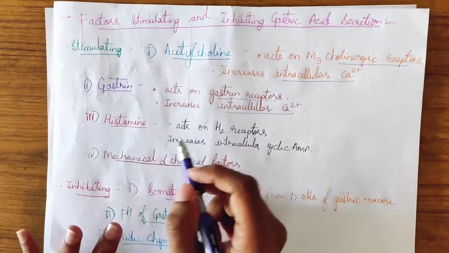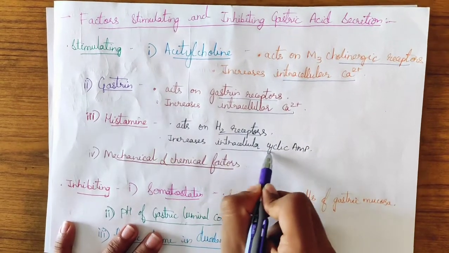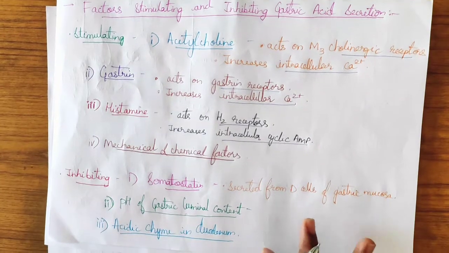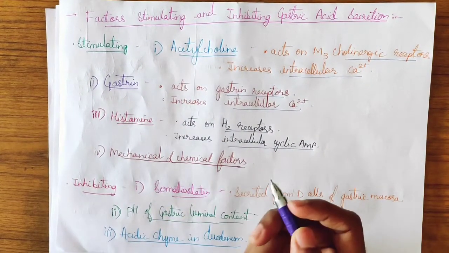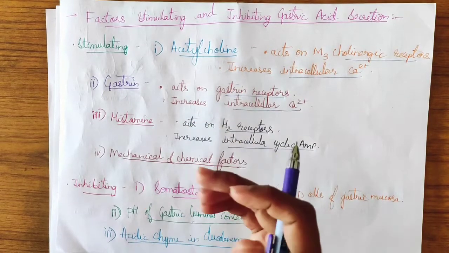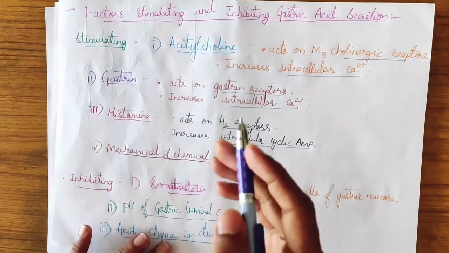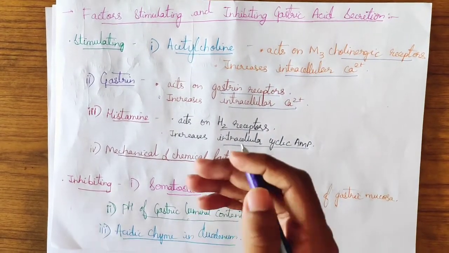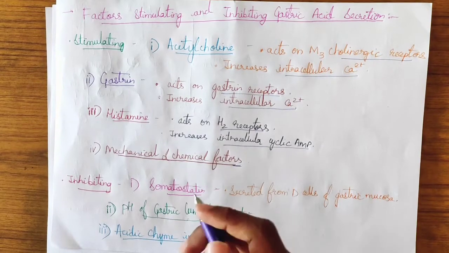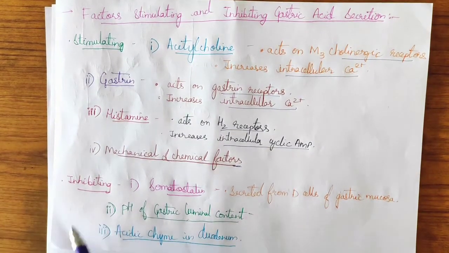The next hormone is histamine. It acts on the H2 receptors. It increases the intracellular cyclic AMP. And there are also mechanical and chemical factors. When there is gastric distension, when the gastric walls expand due to the input of food from the mouth, it stimulates the gastric acid secretion. And chemical factors means when there is intake of hot and spicy food, there is the release of gastric acid secretion.